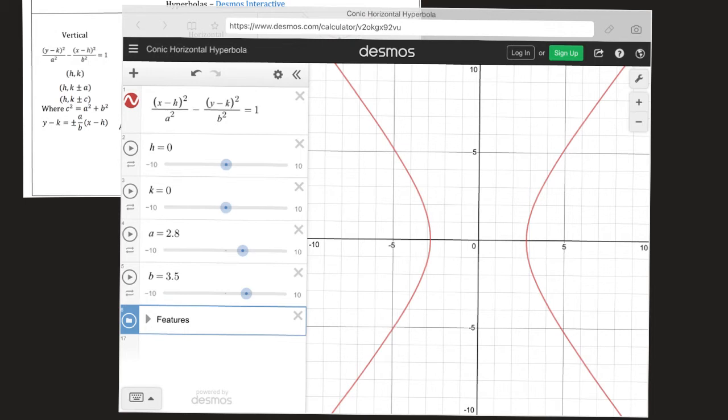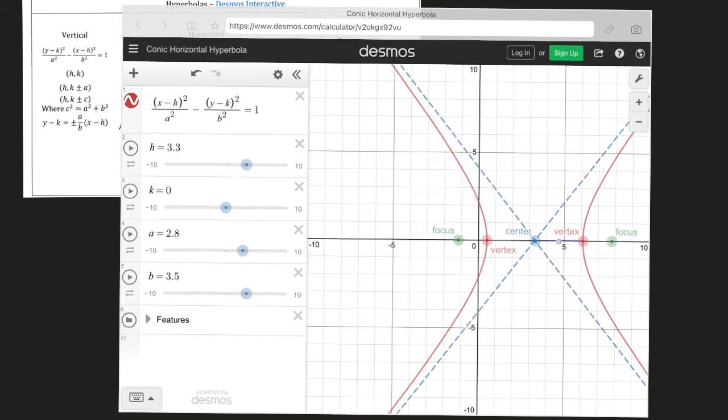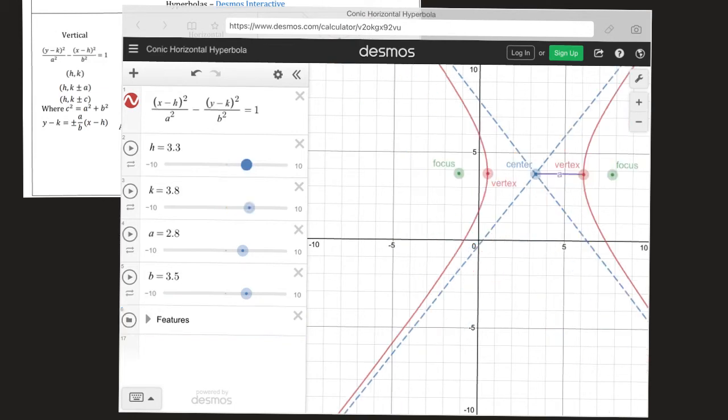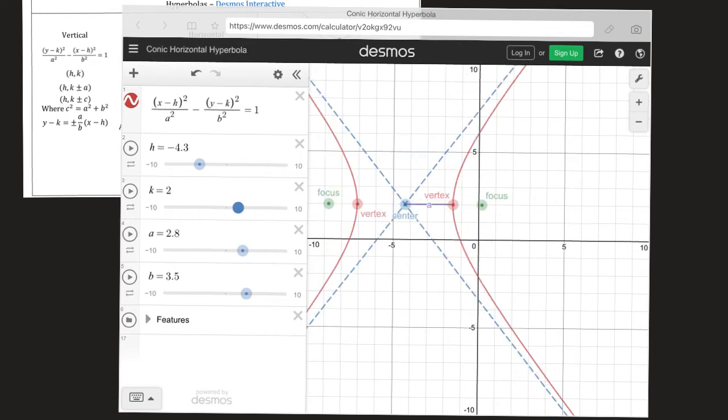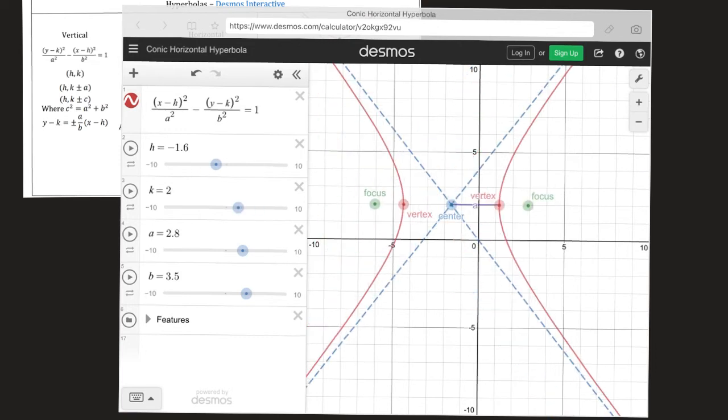I'm going to highlight all the hidden features that don't show up on the graph. Okay, so here it is with all of the guide features. The center of the hyperbola is the point in the center of the shape. If I change my h and my k values, I can change the center of this hyperbola. I can also change how wide apart the vertices are.